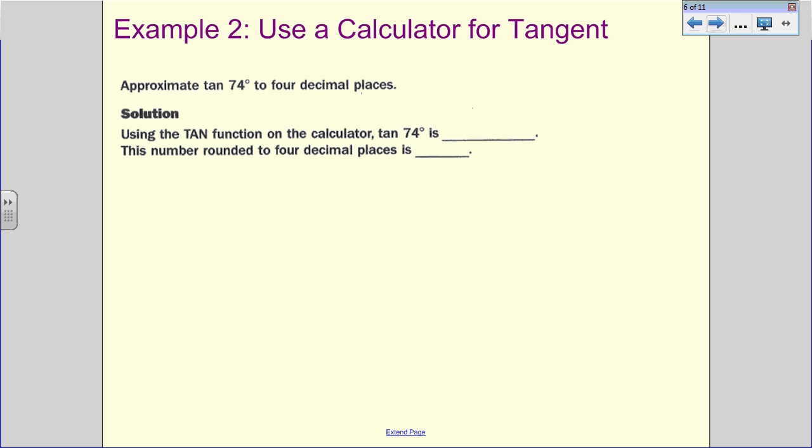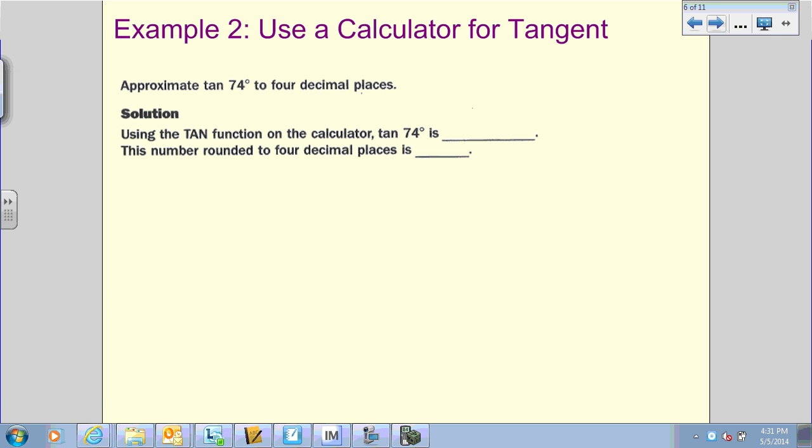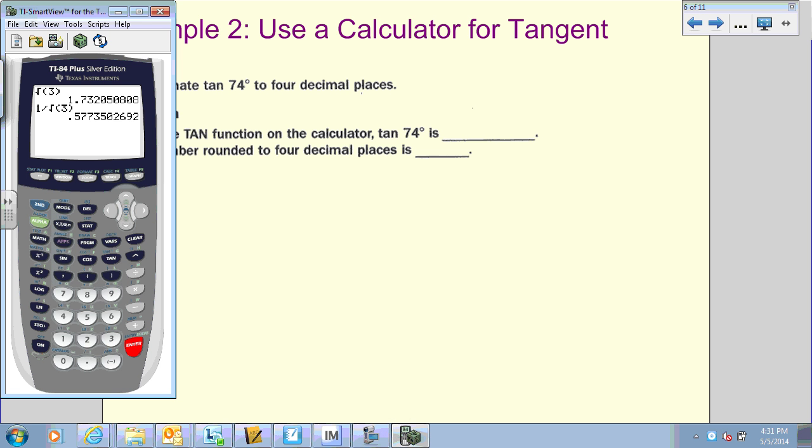All right, so now what we want to do is use our calculator to calculate tangent. So we want to approximate the tangent of 74 degrees to 4 decimal places. So if you remember in class, I told you guys, make sure your calculator is on degrees. So if I go to mode, mine's set to degrees. So it's this red button here. You guys can see that it's highlighted red. And then it's on degrees. So I can quit out of there.